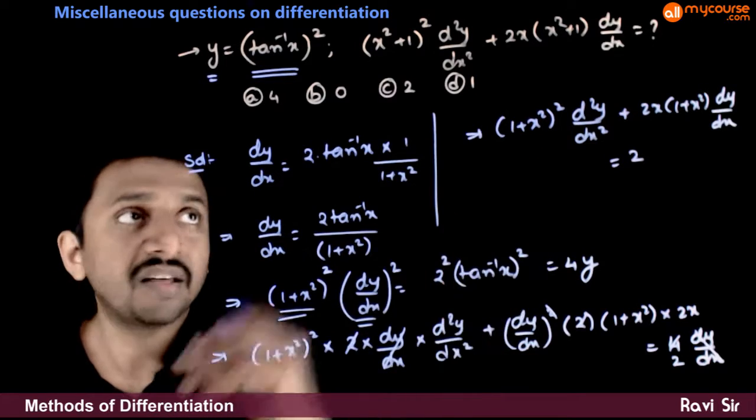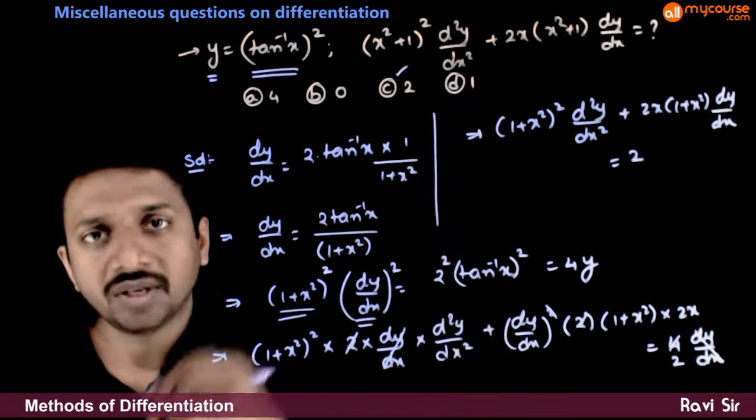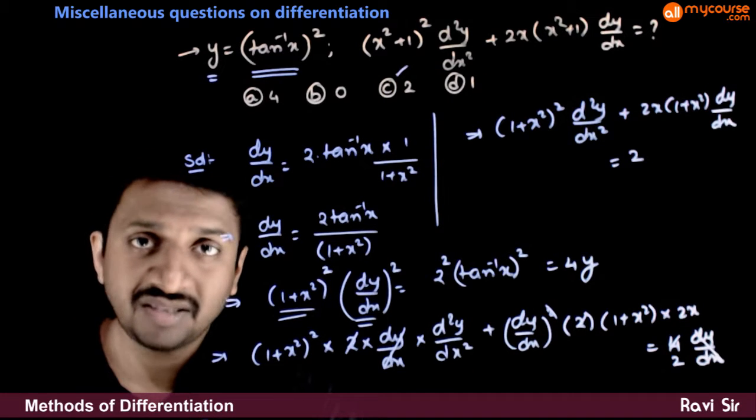So this is what is asked in the question. This expression is nothing but this expression is equal to 2 is the answer. So option C is the right answer.